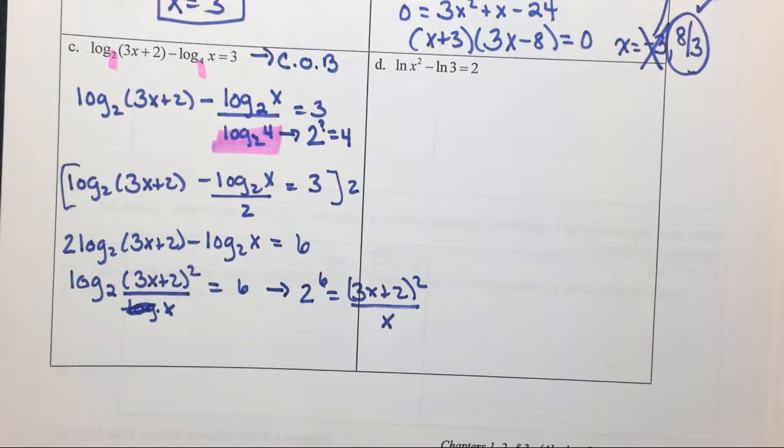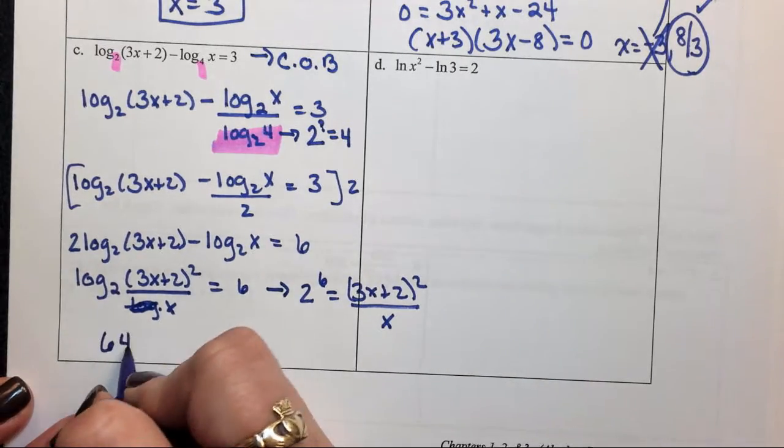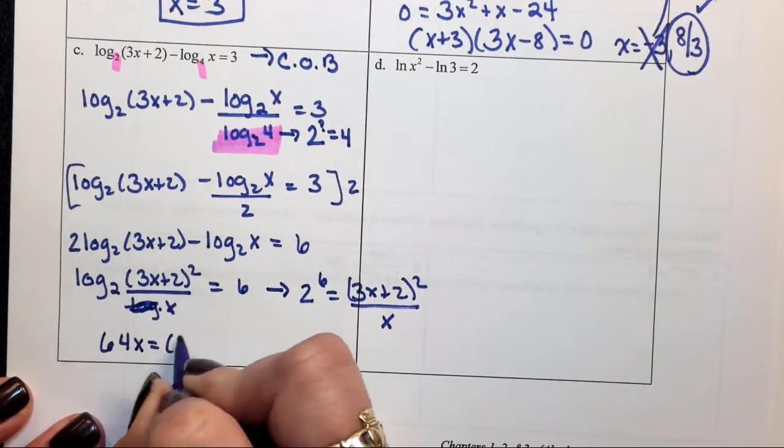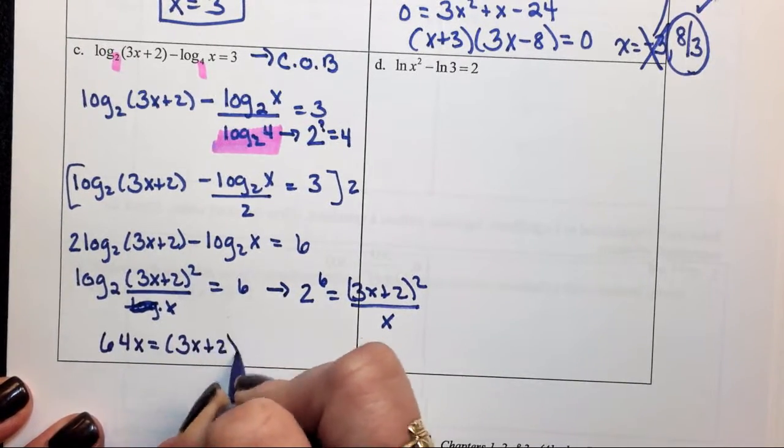At least now I've gotten rid of the logs. So now I'm back to a regular straight algebraic equation. Any thoughts on what we're going to do here? So I have 2 to the 6, but then again, 2 to the 6 is actually a fraction over 1, so what can you do with it? You can cross multiply. So 2 to the 6 is 64. So 64x is equal to 3x plus 2 squared.